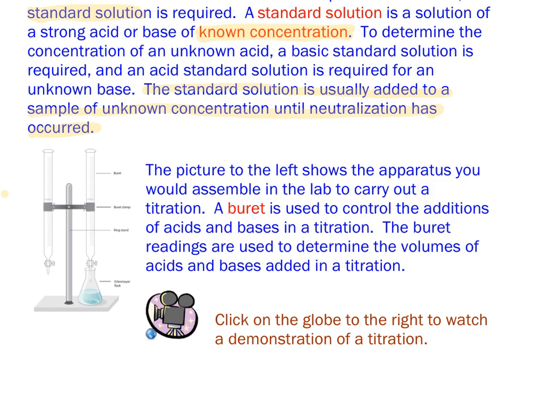And the apparatus has a special name, and that special name is a burette, and it's used to control the additions of acids and bases in the titration. And the burette readings are used to determine the volumes of acids and bases in the titration. And actually, I don't think it's said burette, I think it's burette. We're not able to watch the demonstration, so we'll just move on.